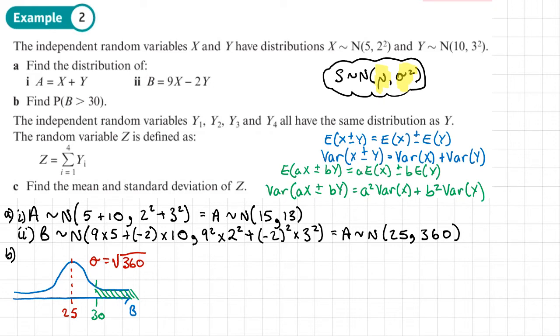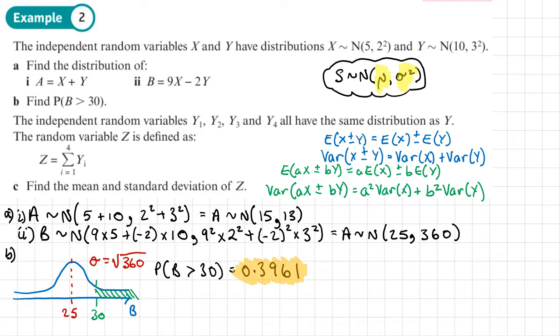So using normal CD, a lower value of 30, upper value, just put 9999999, mean of 25, standard deviation, square root 360, and to 4 decimal places, I've got the probability that B is greater than 30 as equal to 0.39607, so we'll call that 0.3961. So 4 decimal places or 3 significant figures is fine for that.